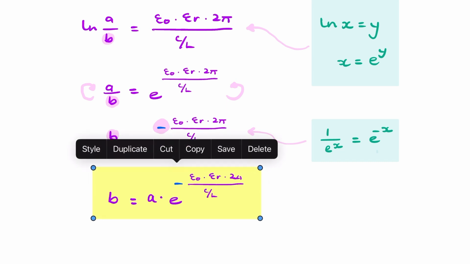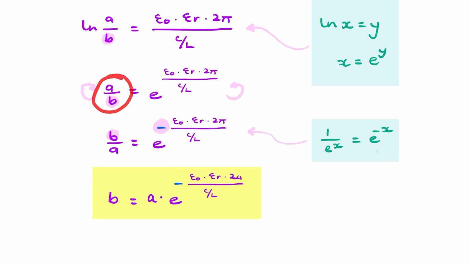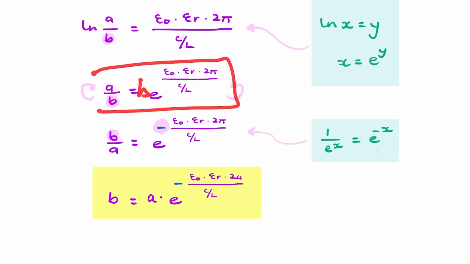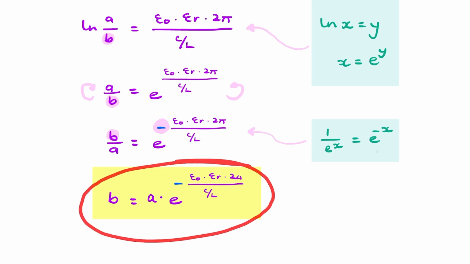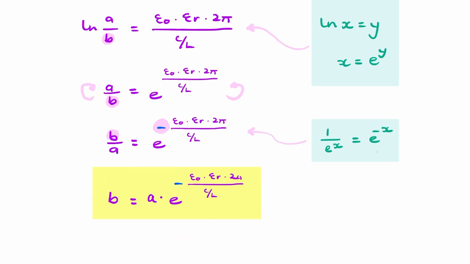Okay, so if the question had asked for A in terms of B, then we would have multiplied by B, and we would have had a B there, and that would have been our final answer. But we're trying to find B in terms of A, so there we have it. And there we have our 2 pi. So that's your final answer.